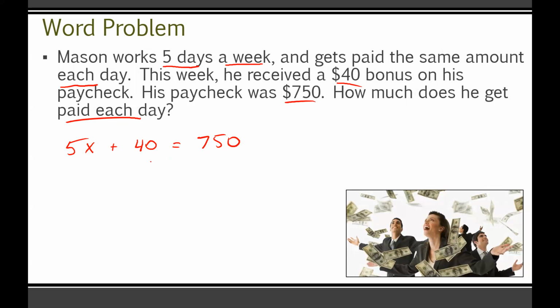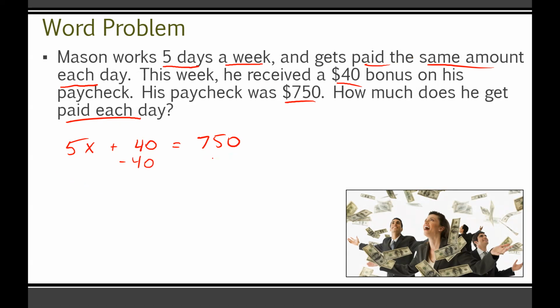Let me break this down for you once again. 5 times how much he gets paid per day, because he's getting paid the same amount each day, 5 times his daily pay, plus $40 bonus equals $750. So if we're going to rearrange this and solve for x now, let's see if we can get this.